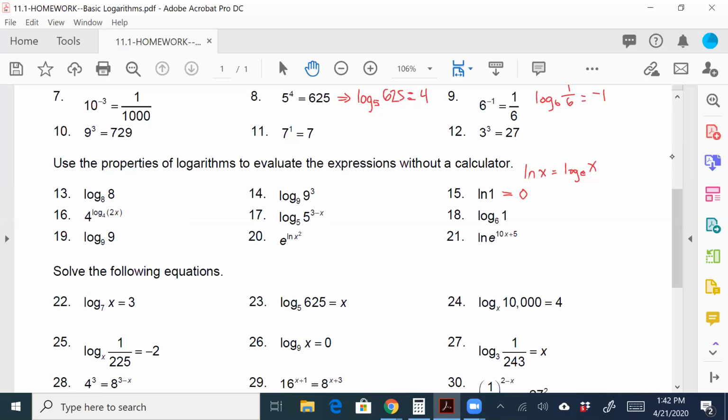And then if we look at one like number 16, we've got 4 raised to the power of log base 4 of 2x. And the 4 and the log base 4 cancel each other out. And so the answer of this is just 2x. Okay, and what was the other one they were looking at? Log base 9 of 9, that'd be 1.